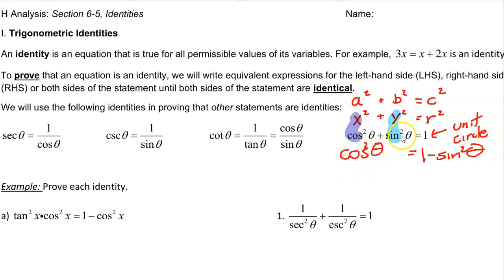And then we can also do the other way. If I subtracted cosine squared on both sides, then I'd have sine squared theta equals 1 minus cosine squared theta. So all three of these, if you ever see a cosine squared theta plus sine squared theta, you can replace it with just the number 1.